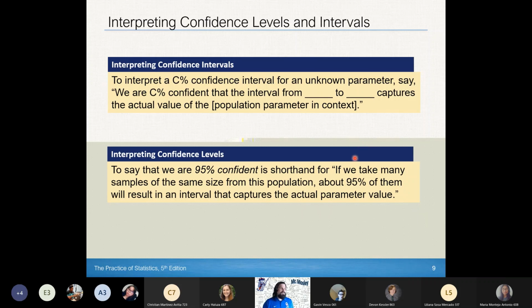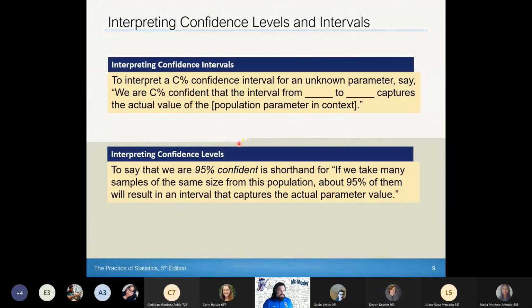Right? It is incorrect to say that there's a 95% probability that the interval captures the actual value. That's wrong. That is not what this is telling us. That's not what the interval tells us. Right? So to say there's a 95% chance or a 0.95 probability is incorrect. You will not get credit for that response. We are 95% confident that our interval captures the actual value. That's how it should be said.